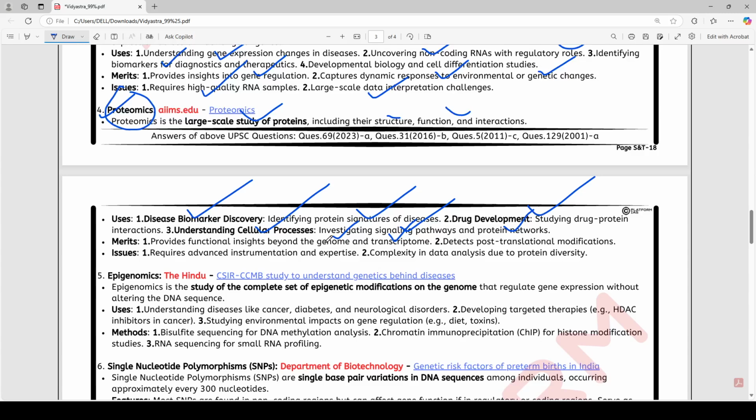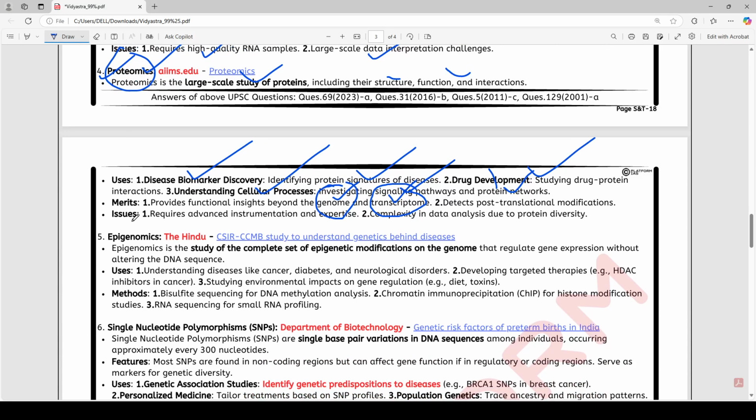What is it saying? We understood the genome, we understood the gene and what information it has. We understood the transcriptome, how that information is converted, and now we are understanding how that is converted into proteins. So this was proteomics.